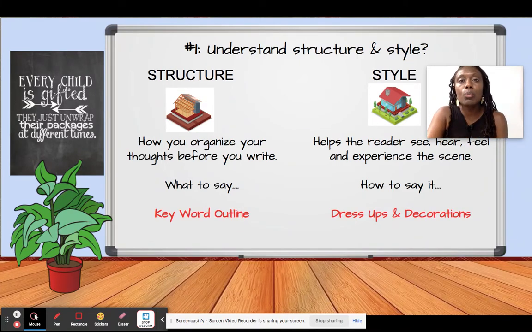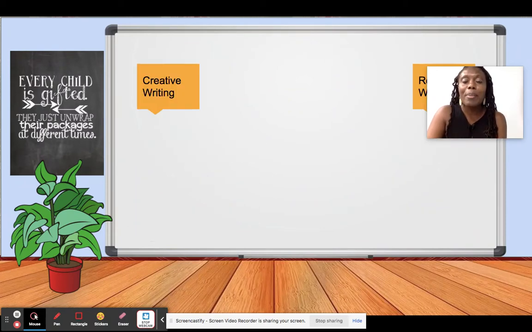And IEW will present tools each week, one by one, called dress ups. Sometimes you'll hear them referred to as decorations, and also you'll hear them referred to as openers. Most of those decorations and openers will be introduced in the second semester, but the dress ups will certainly happen in the first semester. So let me just explain the structure side of the house.